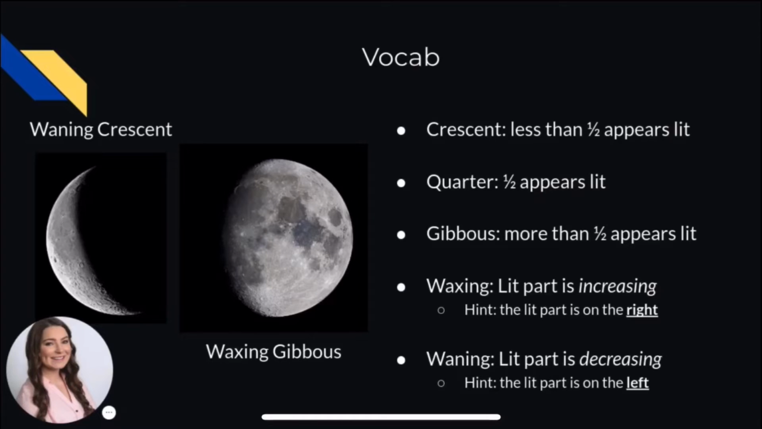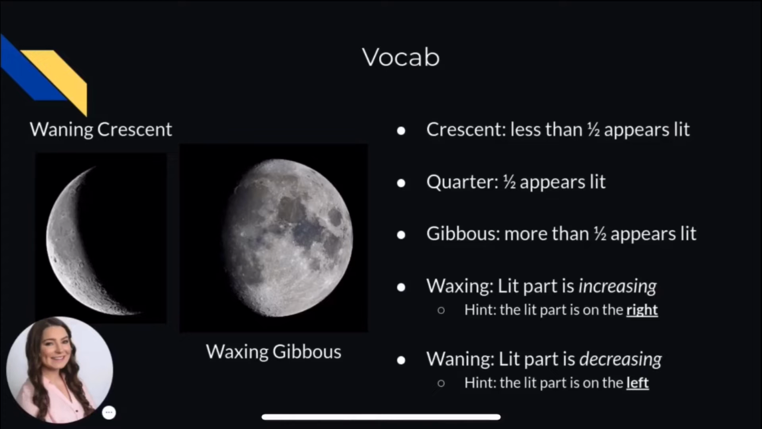Crescent means less than half of the moon appears lit. Quarter means 1/2 appears lit. I know that sounds misleading, but this name is referring to the position in its cycle rather than how much is actually lit, which we will get to in just a moment.